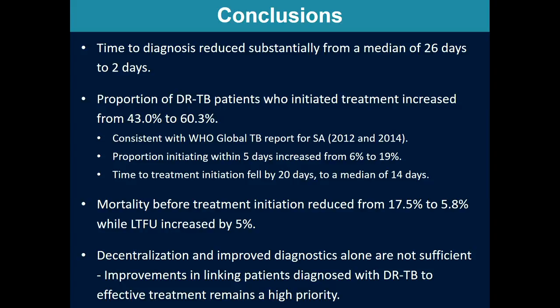Mortality before treatment initiation reduced from 17.5% to just under 6%, while loss to follow-up increased by 5%. This was an important finding because it highlights the need for health system strengthening in this particular area, because this is where neither decentralization nor Xpert could reduce the loss to follow-up before treatment initiation. So decentralization and improved diagnostics alone are not sufficient. Improvements to link patients diagnosed with drug-resistant TB to effective treatment remain a high priority.